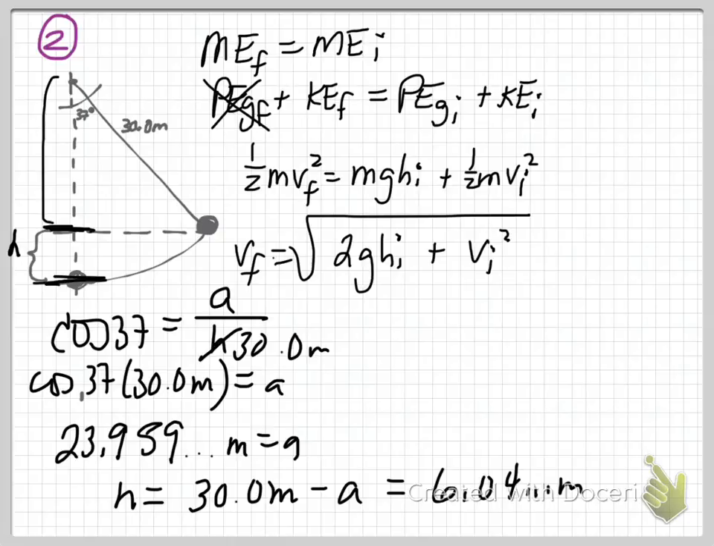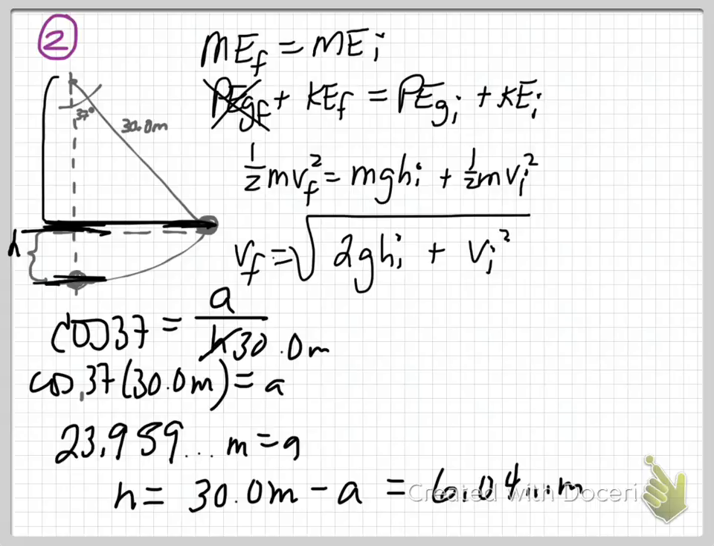Okay, so the 23.959 meters is actually your height at that point. It's this height. When you subtract that from 30 meters, you get the difference in elevation for this interval. In other words, basically how far you can fall. And it ends up being like 6.04 and some meters.